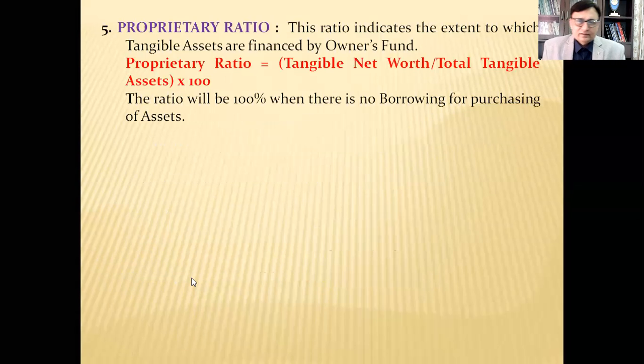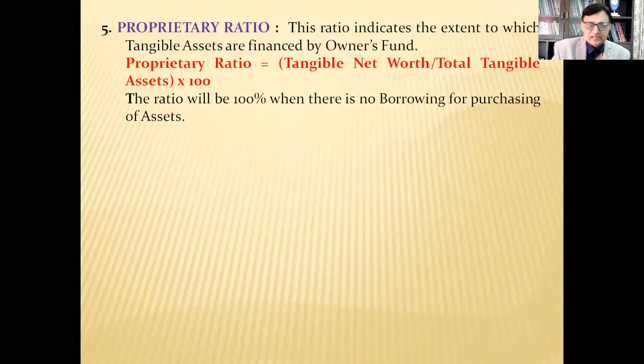Similarly, you have to find out the proprietary ratio. That means tangible net worth over total tangible assets. This ratio indicates the extent to which tangible assets are financed by the owner's funds. So here we will find out tangible net worth, that means share capital plus reserves minus any kind of fictitious assets, and divided by the total tangible assets. It means all intangible assets will be excluded from that and it will be multiplied by 100.